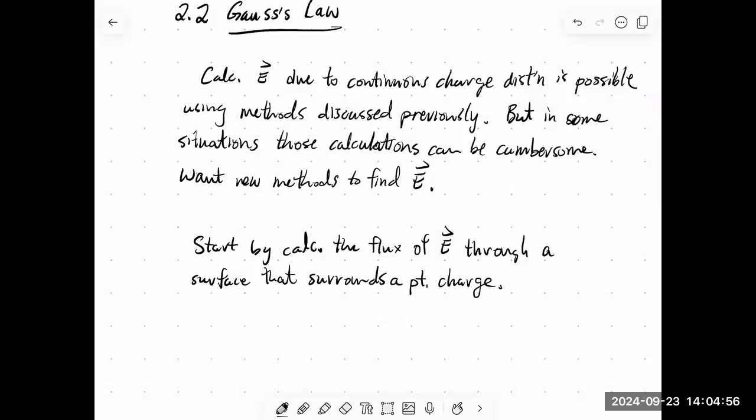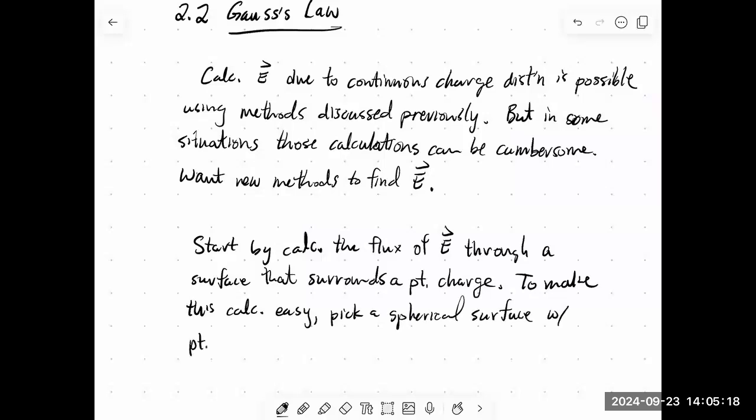Okay, so to make this calculation easy, we'll pick a spherical surface with the point charge at the center. We're going to relax all these restrictions in just a second, but this will be our starting point. In fact, this starting point is going to reveal to us when it's going to be easy to use Gauss's law. Gauss's law, when we write it down, will always be true. It's just difficult to implement unless we satisfy a few conditions.